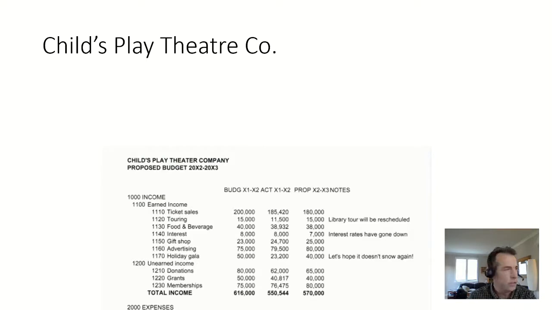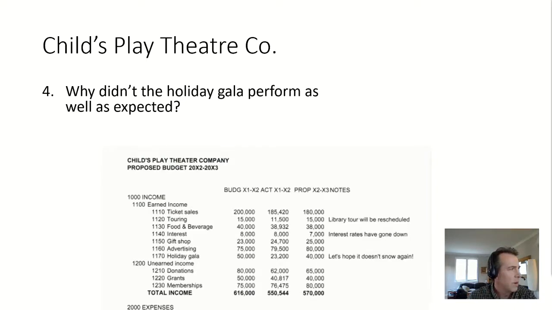So moving on to question 4. Why didn't the holiday gala perform as well as expected? Well, for that, I'm going to take a look at the proposed budget. Because sometimes budgets are not all about the numbers. There's generally some notes in there that will give you a clue as to what is going on in the financial statements. And you can see here the reason that the holiday gala didn't perform well: it snowed. Snowed out. That kept a lot of people from showing up.